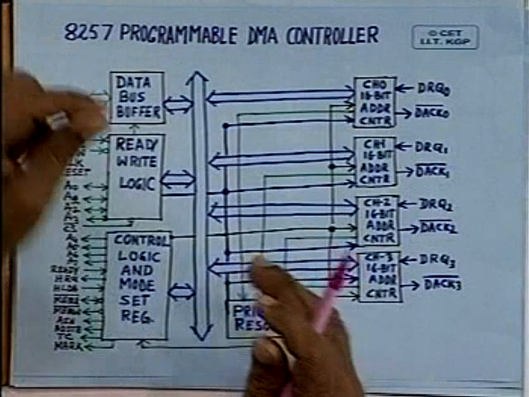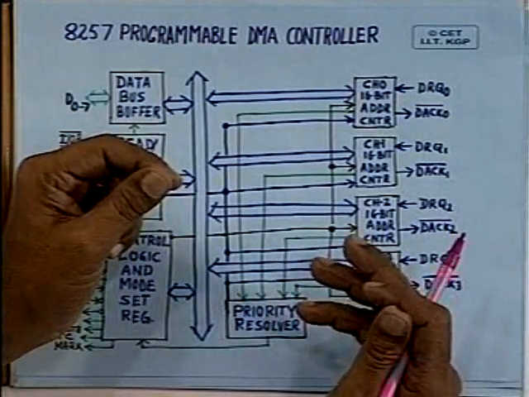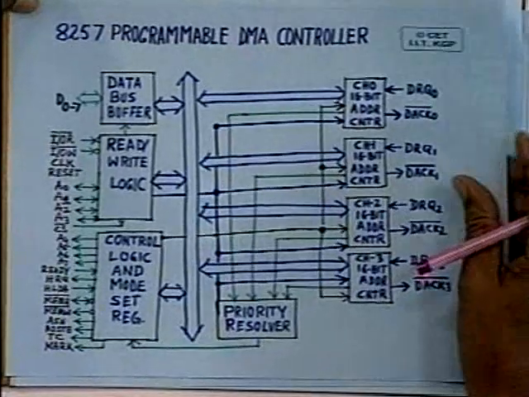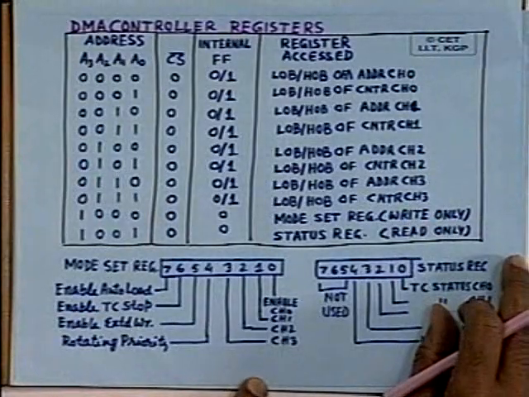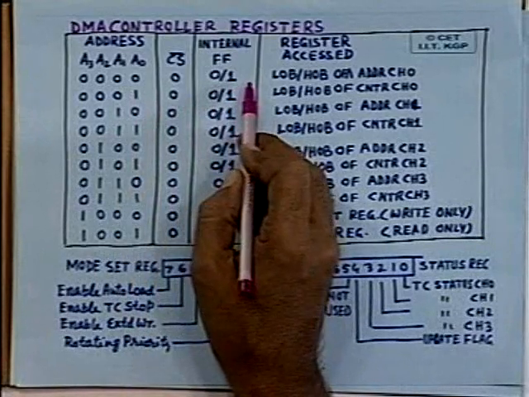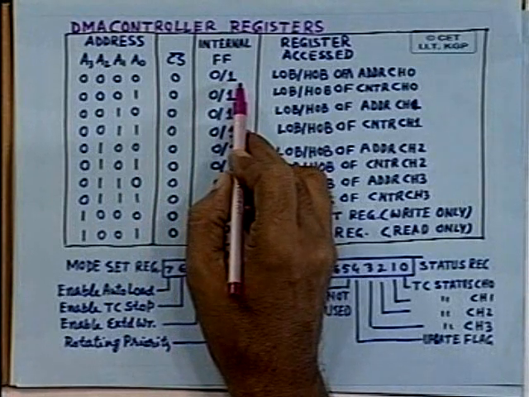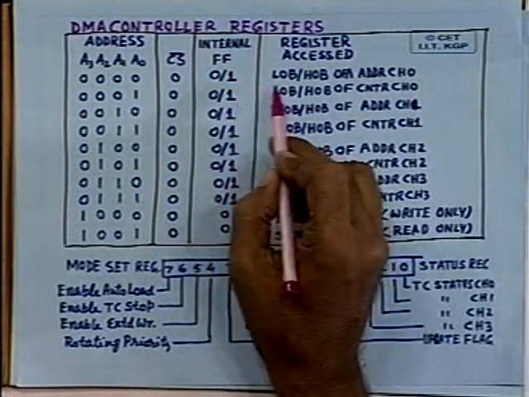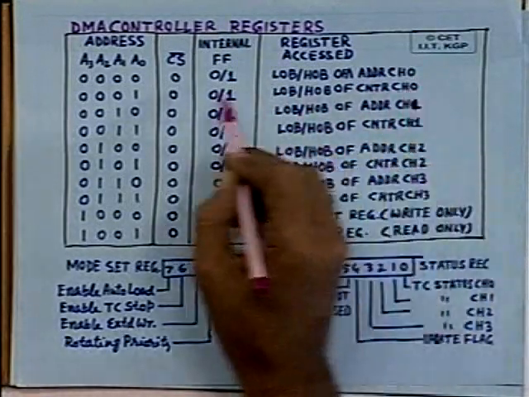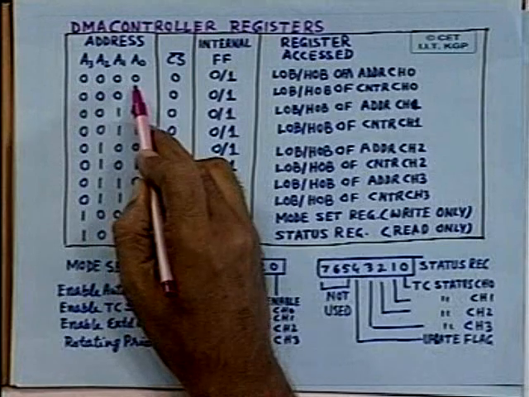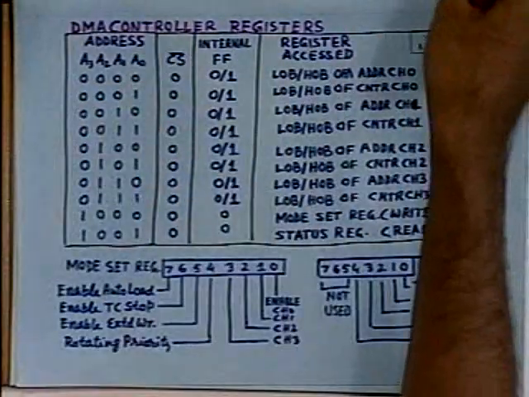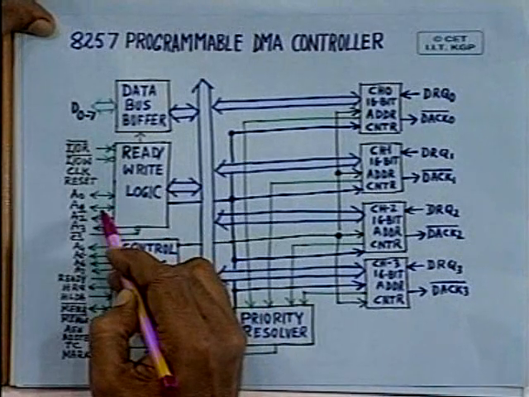So, the beauty of programmable I/O devices we have seen: by initializing these registers, you can configure it in different modes. Let's see what registers are provided in this programmable DMA controller. In the programmable DMA controller, you have two registers in each of these channels, which can be accessed with the help of these A0, A1, A2 and A3, which are connected here.